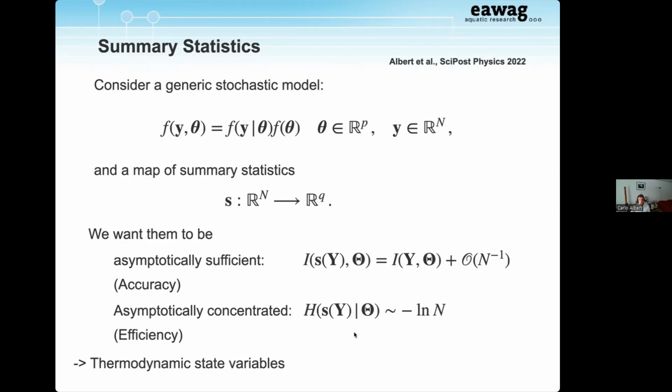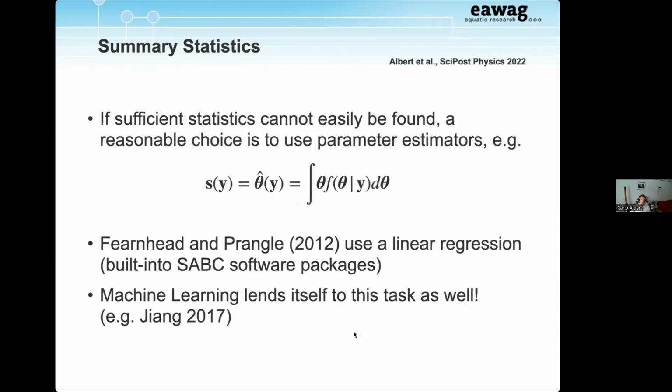That's what we would like to achieve. And now, obviously, a good or an obvious choice for summary statistics is just to use parameter estimators, because by their very design, they contain a lot of information about the parameters, and they're also ideally very well concentrated. And that's what has been done in the literature quite a lot. So you can use any type of parameter estimator.